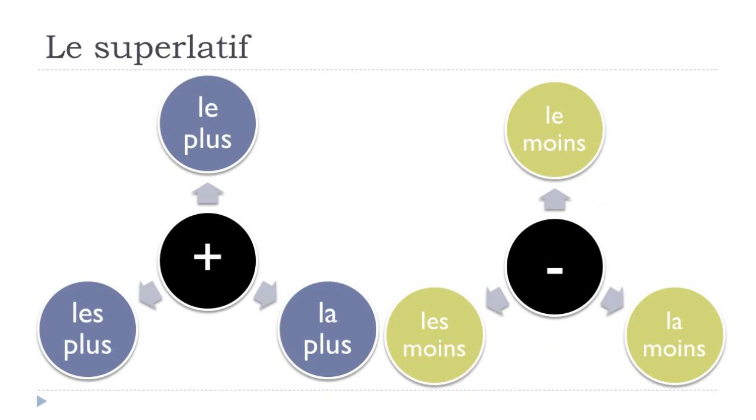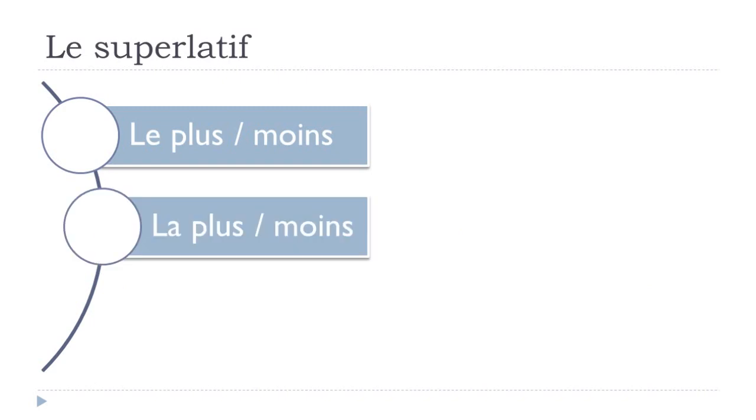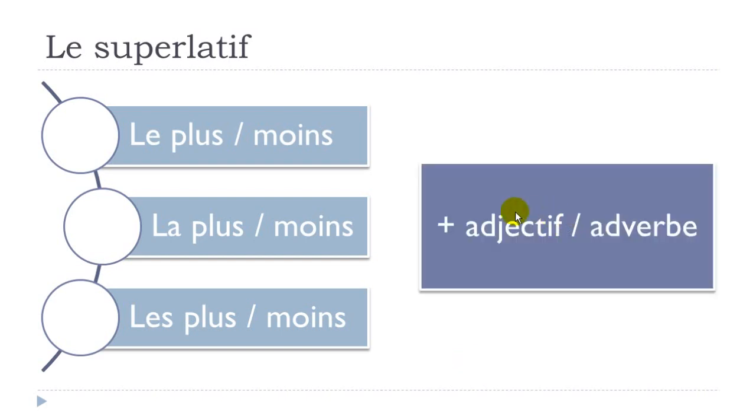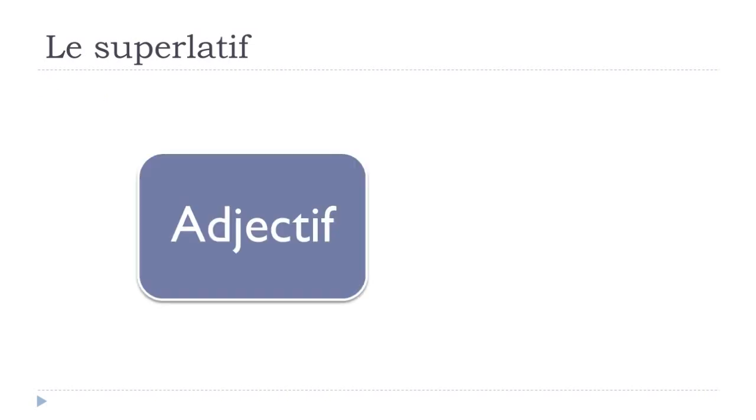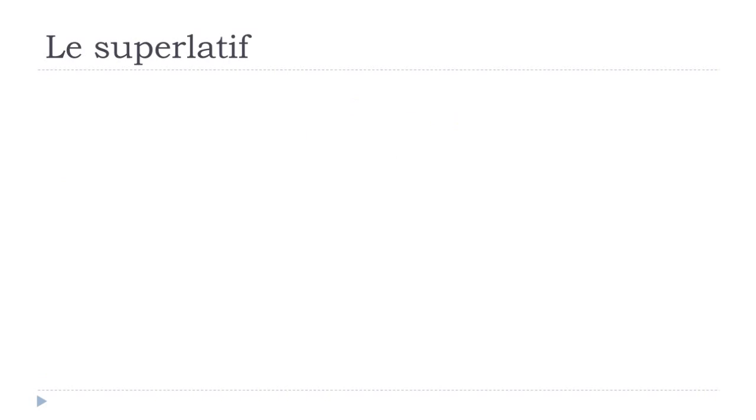So let's see now: le plus, le moins, la plus, la moins, les plus, les moins. And normally, in most cases, they will be followed by either an adjective or an adverb. In this video we'll see how to construct this superlative form, first with an adjective and after that with an adverb. So first part adjective, second part adverb, and we'll discover in this first part les adjectifs. So how to construct un superlatif avec un adjectif.